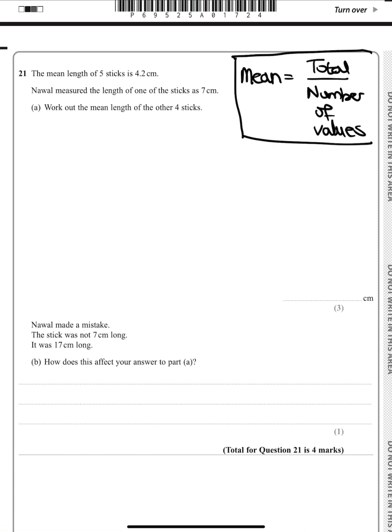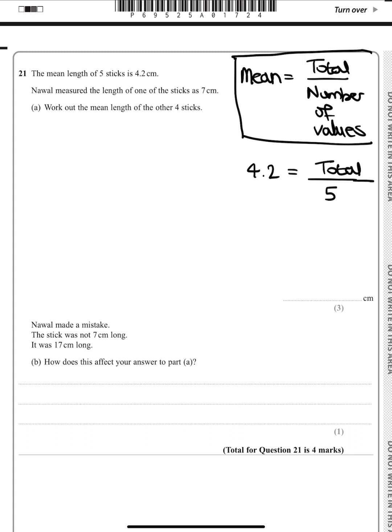That's what we do. So the mean length of 5 sticks is 4.2 centimeters. So I'm going to actually input those numbers, okay? So the mean is 4.2. And the number of sticks that we have is 5. So I'm going to put that in the denominator. I don't know anything about the total, so I'm going to just place that in the numerator.